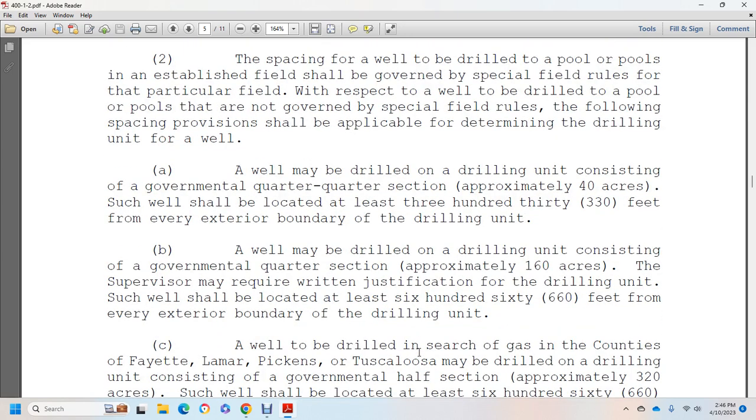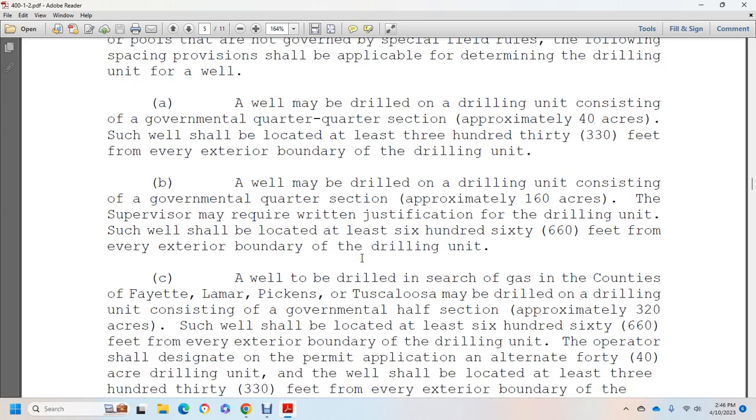4B. A well may be drilled within a drilling unit consisting of the governmental quarter section, approximately 160 acres. The supervisor may require written justification for the drilling unit. The well shall be located at least 660 feet from every exterior boundary of the drilling unit.